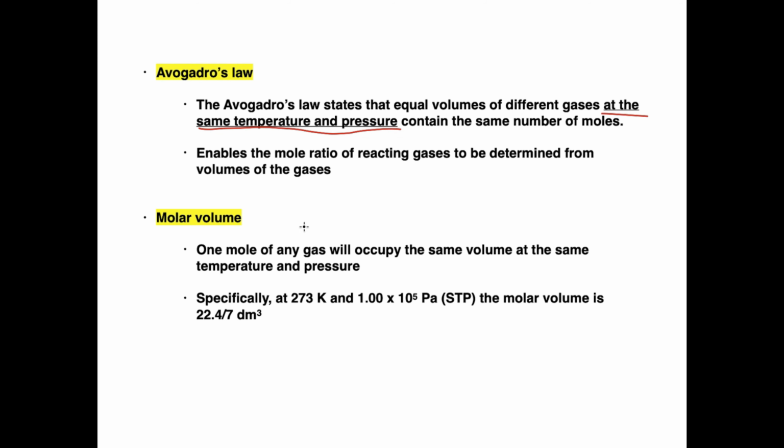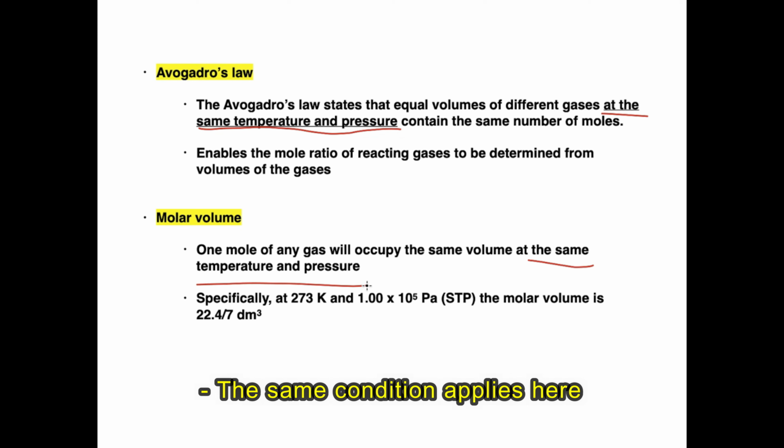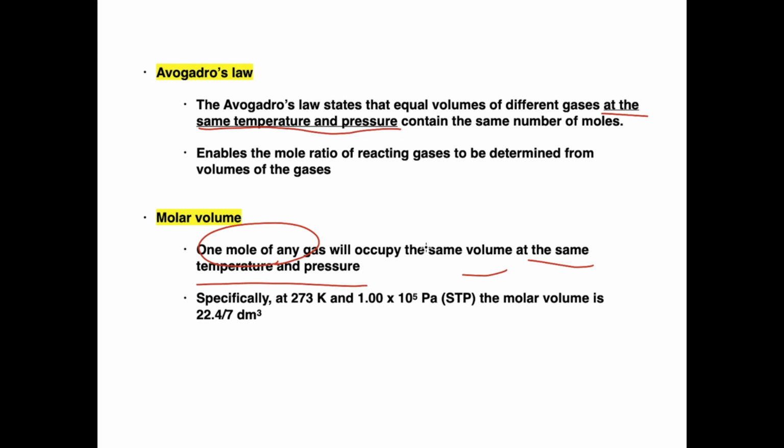Next, molar volume. 1 mole of any gas will occupy the same volume at the same temperature and pressure. Again, at the same temperature and pressure, 1 mole of gas will occupy the same volume. Specifically, at this temperature, 273 Kelvin, and at this pressure, we usually call that standard temperature and pressure, STP, the molar volume is going to be 22.4 or 22.7 decimeter cube. Some textbooks say 22.4, some textbooks say 22.7. Just go by the one that your teacher teaches you.